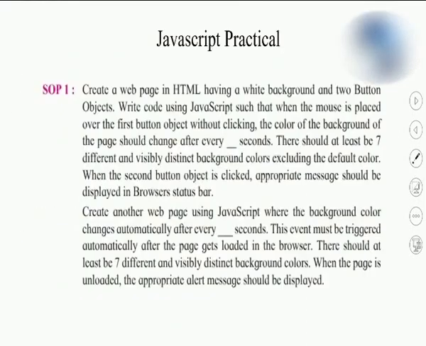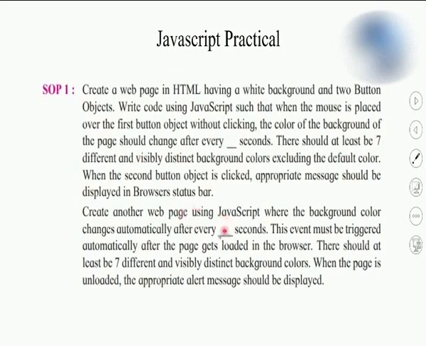Students, over here, let us see the SOP1. This is your SOP1, in which you are supposed to create 2 web pages. In that you are going to change the background color of your web page. Observe, the background color is going to change upon moving the mouse pointer over the button, not without it. Here we will assume it is 2 seconds. Here 7 different colors you are supposed to change at the background.